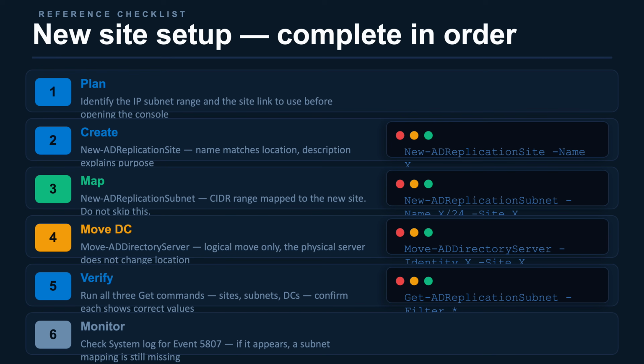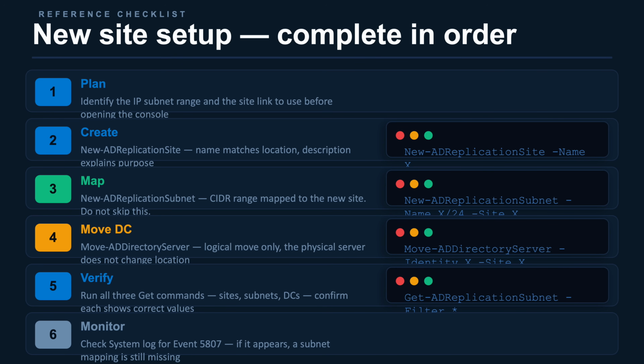Second one is to create a site with New-ADReplicationSite. Use a name that will still make sense to a different admin 2 years from now. Third one is to map the subnet with New-ADReplicationSubnet. Do not skip this. Do it before you move the DC.